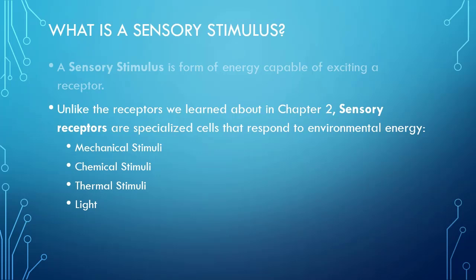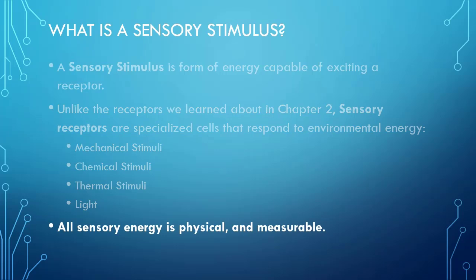This can be mechanical stimulation, which happens in touch. It can be chemical stimulation, which happens in taste and also in smell. It can be thermal stimuli, which happens in touch and in a couple of other places. It can be light or sound waves for the visual and the auditory system.